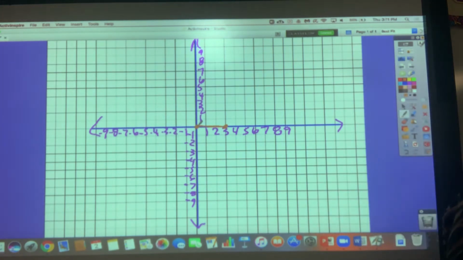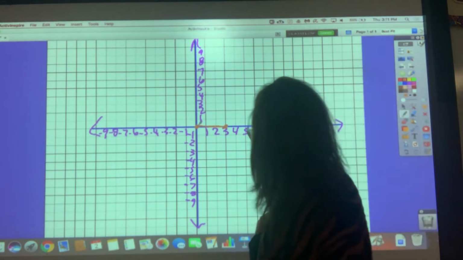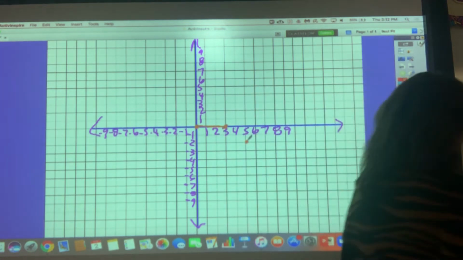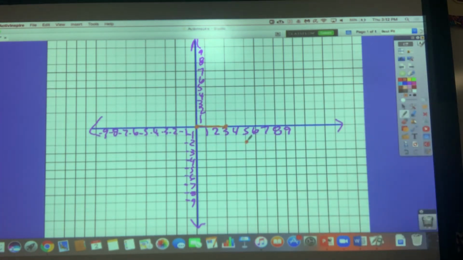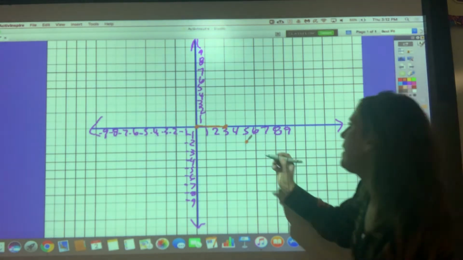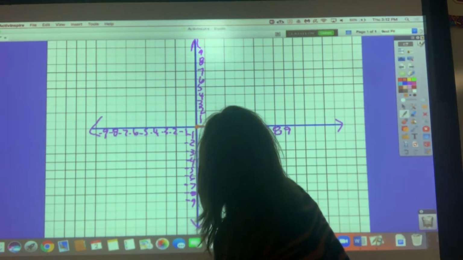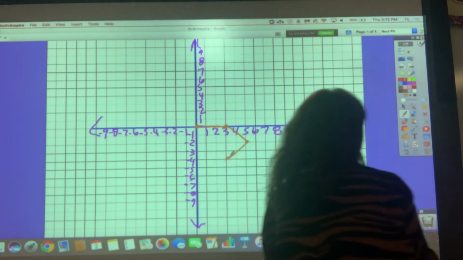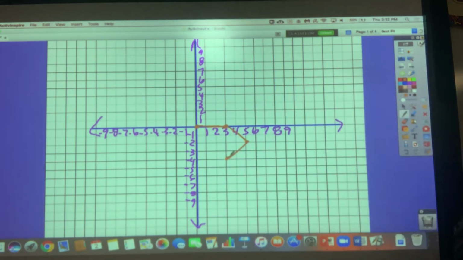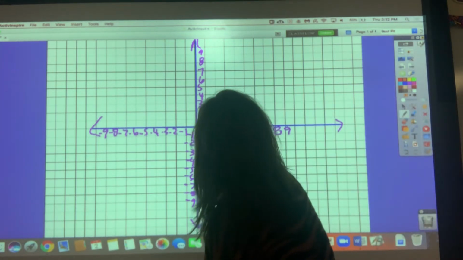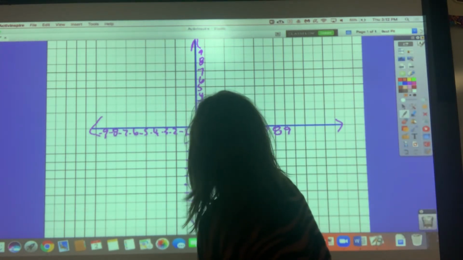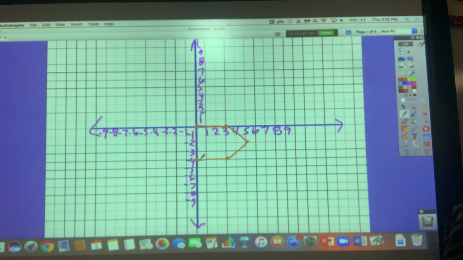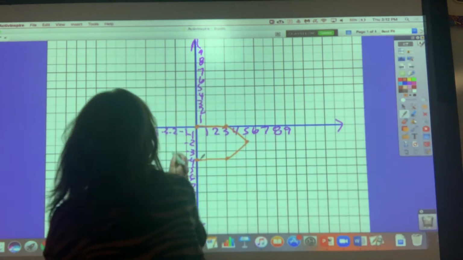So 0, 0, and then 3, 0, and then 5, negative 2. Then our next point is 3, negative 4. Our next point is 0, negative 4. And our last point is negative 2, negative 2.